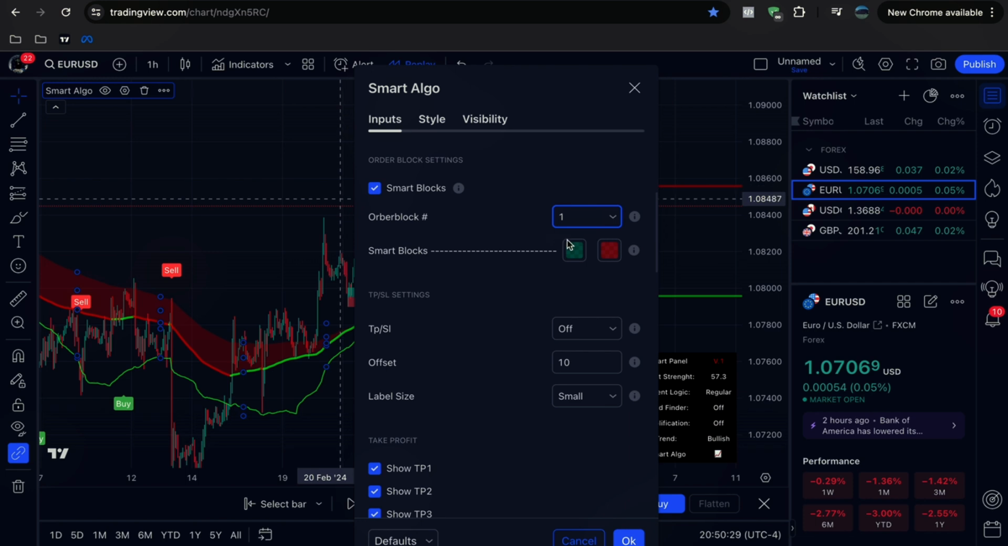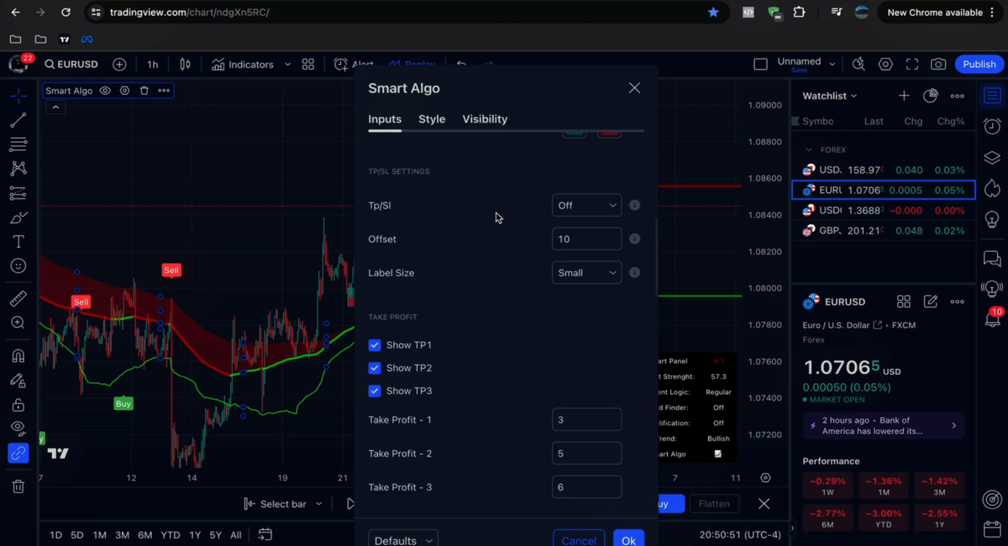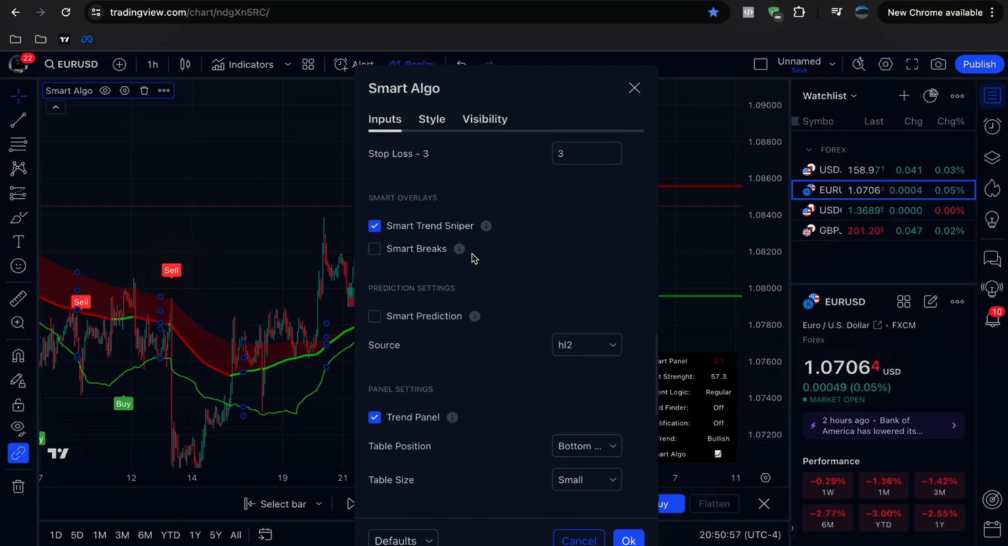So we're going to activate our smart blocks over here. You do have the option to put more than one, but I'm just going to keep one for now just to keep the strategy as simple as possible. Here we have our take profit and stop loss levels. I'm going to go over this in a bit, so we'll get back to that later.